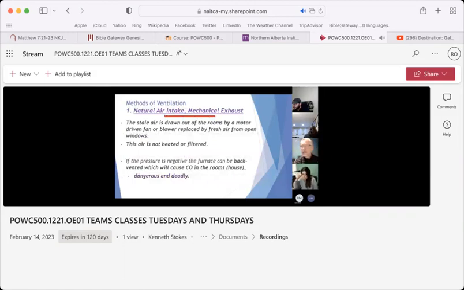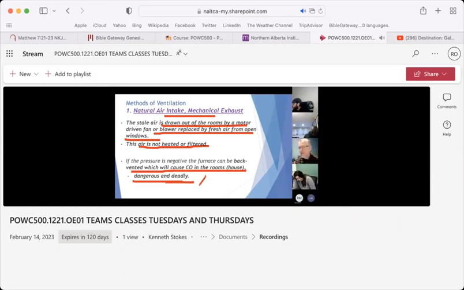Natural air intake, mechanical exhaust. Stale air is drawn out of the rooms by a motor-driven fan or blower, replacing fresh air from open windows or ventilating ducts. And this air is not heated or filtered, just comes straight into the building. Problem with this kind of a system is we could have a back pressure created, which can cause CO draft to come back through the chimney of the furnace and cause CO when the furnace starts up back into the living space. And this is a dangerous situation.